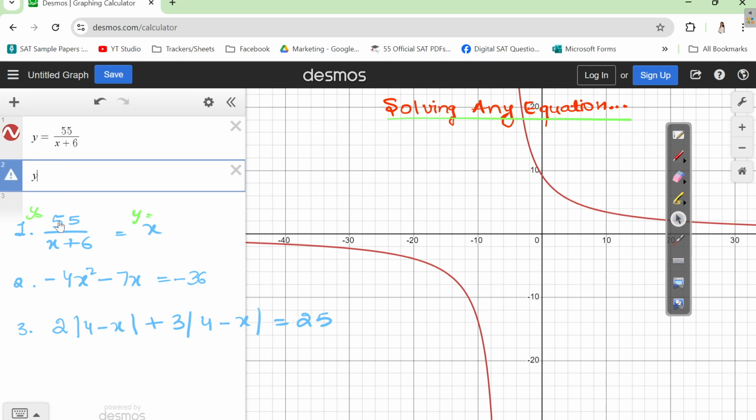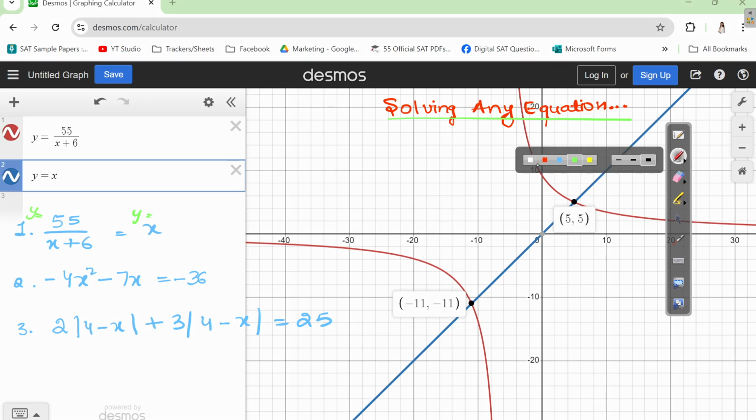But anyway, then you type the right hand side, so y is equal to x. Then you'll get 2 graphs, and you just see the points of intersection. So these 2 are the points of intersection, and the solutions of the equation will always be the x values. So first of all, there are 2 points of intersection, so there are 2 solutions, and both the solutions are negative 11 and 5.